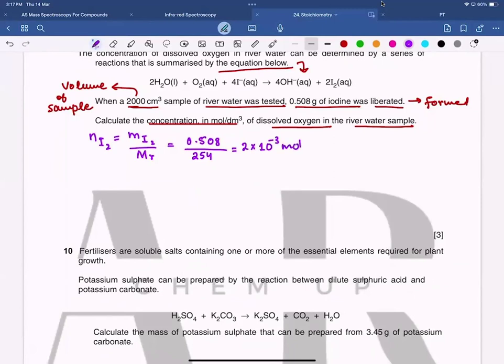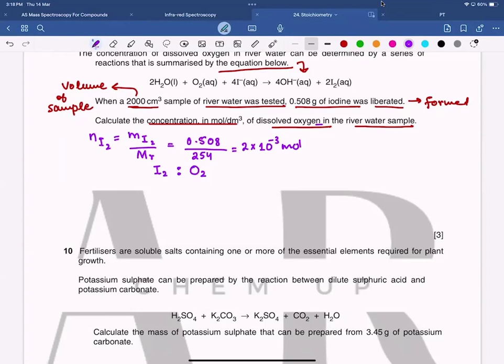Are these the moles? Yes, sir. Okay. Now we got the moles of iodine. When we make the mole ratio, we first write the one which is known, which is given to us, and then we write the other substance which we have to find. If you read the last part, you have to calculate the concentration in mole per dm³ of dissolved oxygen. So I will make the ratio between iodine and oxygen, because iodine is given and oxygen has been asked. Is this understandable?